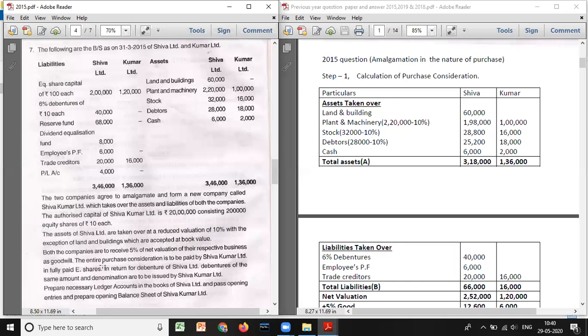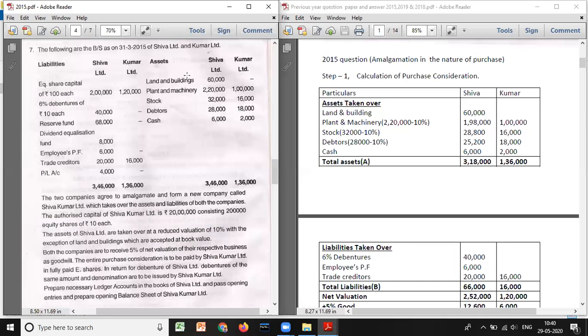But they have not given the amount of equity shares to be issued, or the number of equity shares to be issued, or the amount of share capital to be issued. So the mode of payment information is not sufficient, and it cannot be the net payment method. It should be the net asset method. So under the net asset method, what is the formula? Assets taken over minus liabilities taken over.